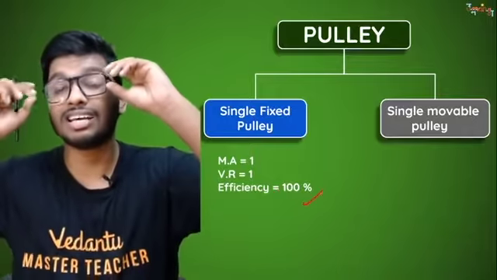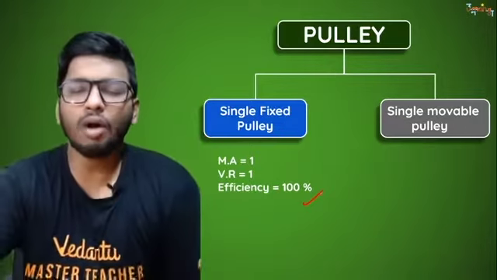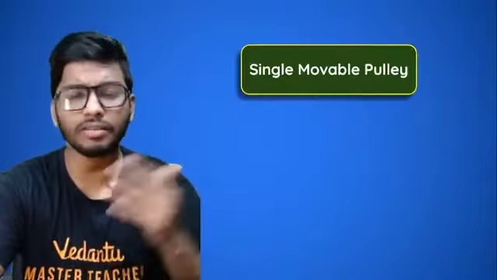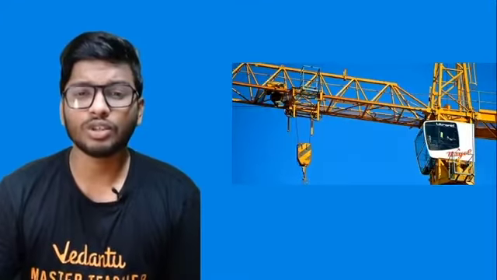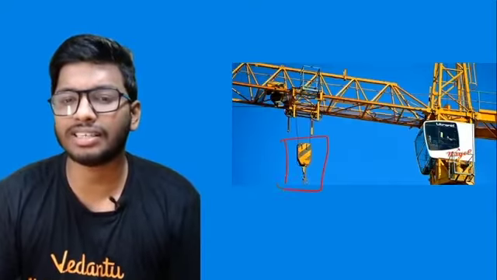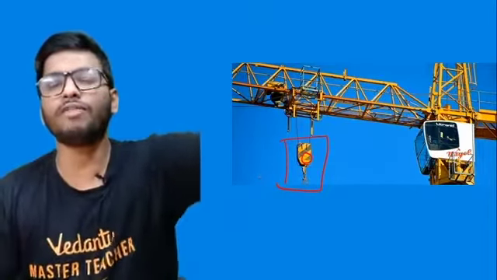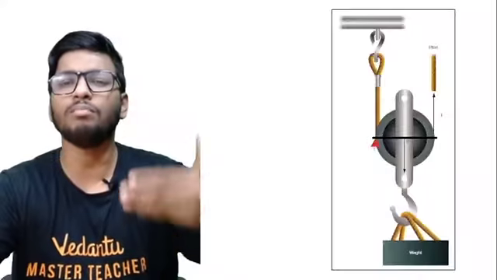Now to talk about a single movable pulley. How does it work? What does it look like? So basically, guys, a single movable pulley is something that you see especially in construction sites. These things that you see are basically single movable pulleys. Unlike the fixed pulley system that we just saw, here the pulley can be moved. It can move up and down. It's not fixed at a certain point. So that is why it's called a single movable pulley.